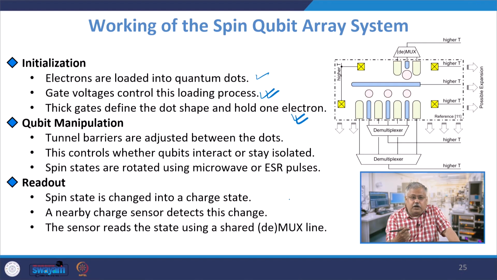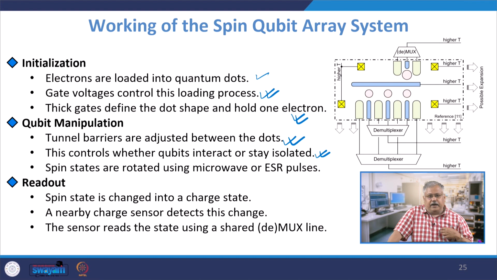How do you manipulate the qubit? We have just now seen that tunneling barriers can be used, and I should ensure that the control qubits interact and stay isolated, which is done by this. And finally, the ESR pulses are routed across the network by an external microwave ESR pulse, right, you can do that.